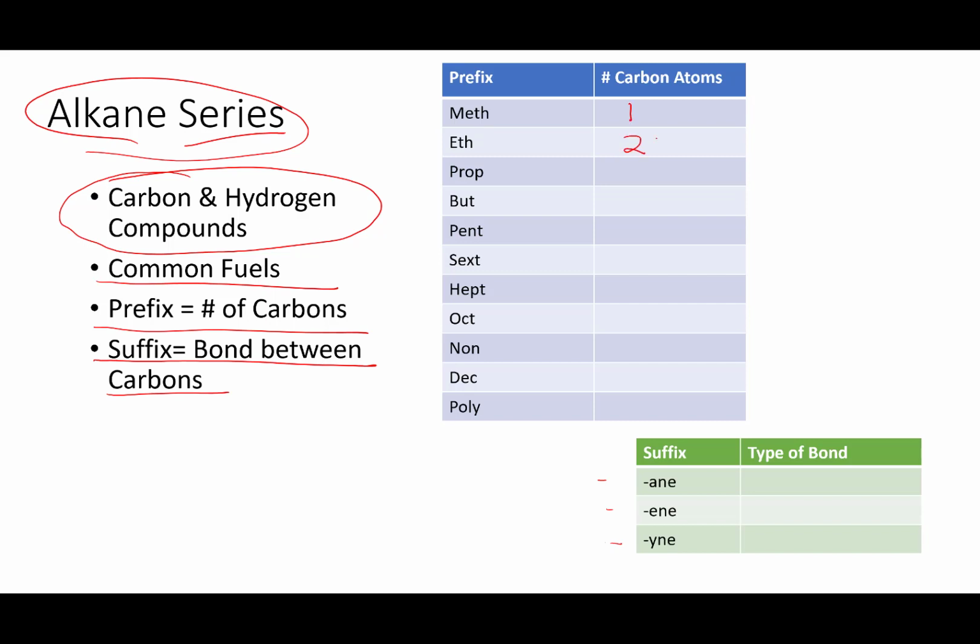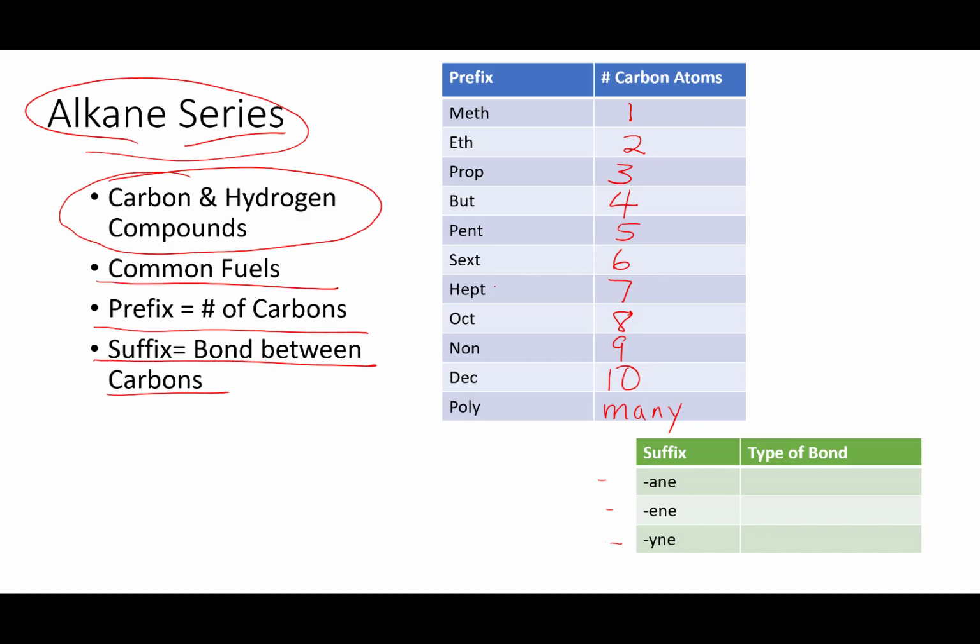Eth means two, prop means three, as in propane, but means four, as in butane, pent means five, as in the pentagon, five-sided structure, hex means six, hept means seven, oct means eight, non means nine, dec means 10, and poly means many, as in polyester, many esters.